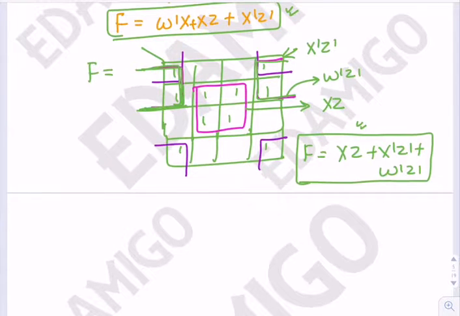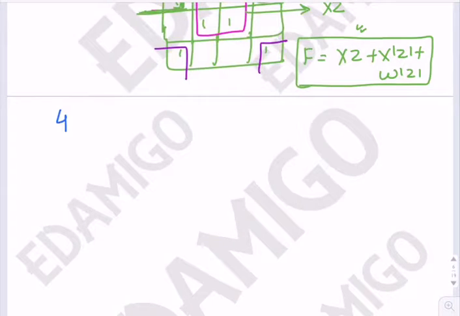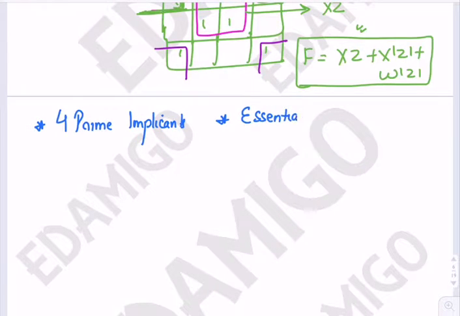Now, I have shown you the meaning of prime implicant. So there are four prime implicants here. Now let me tell you what is the meaning of essential prime implicant.